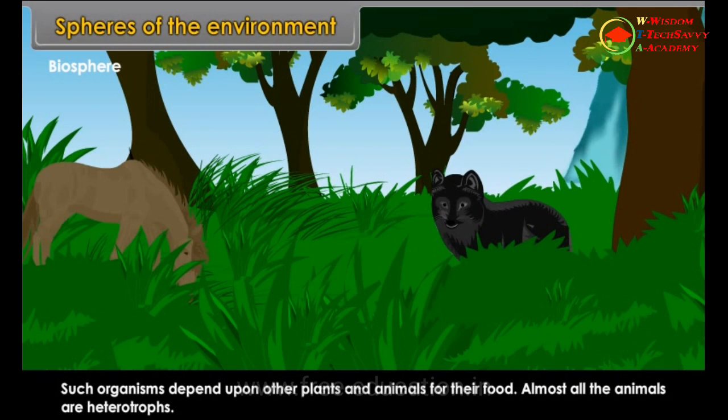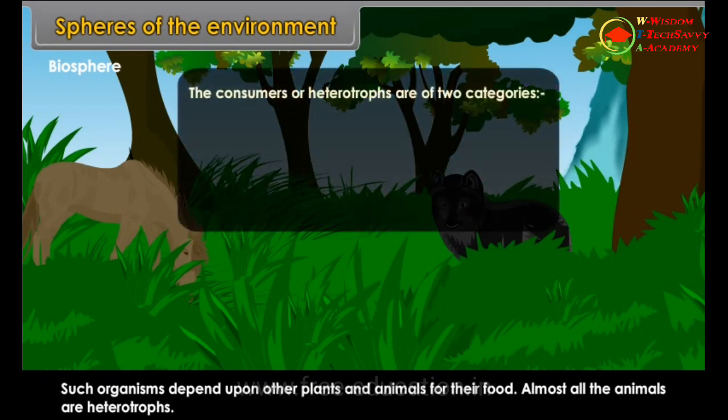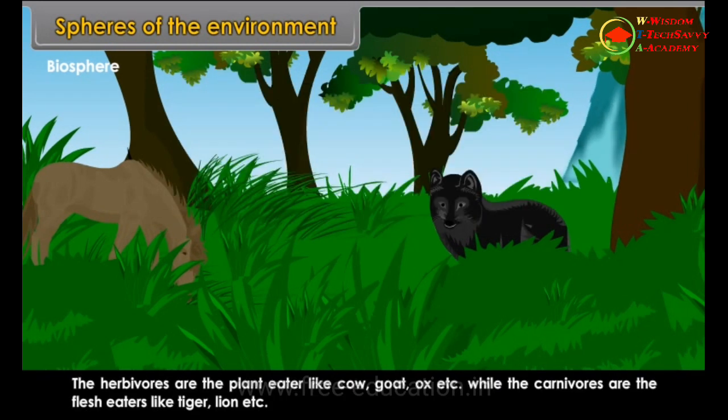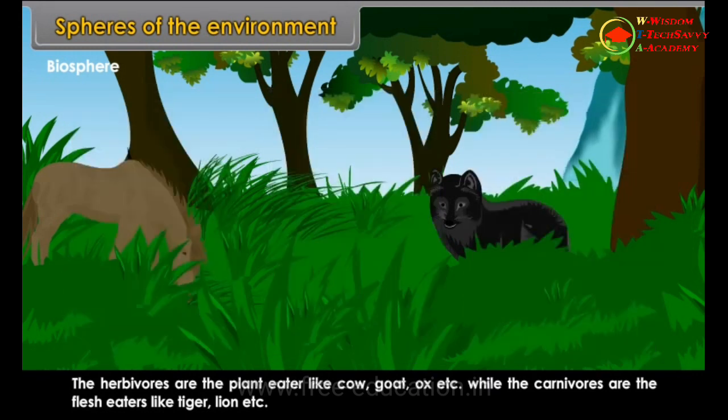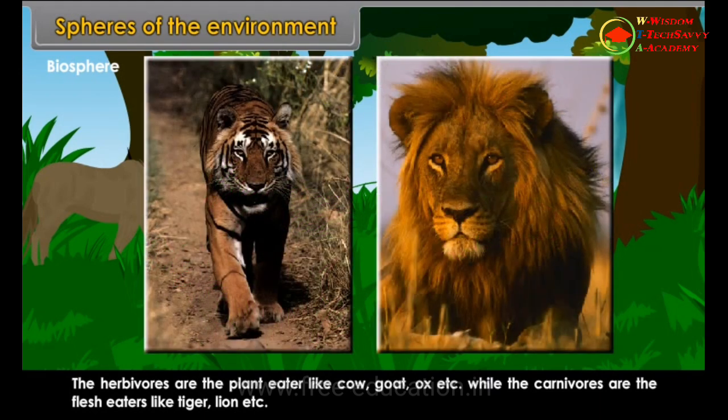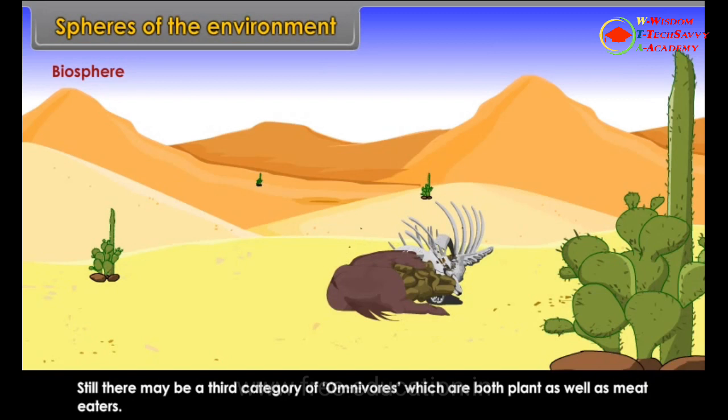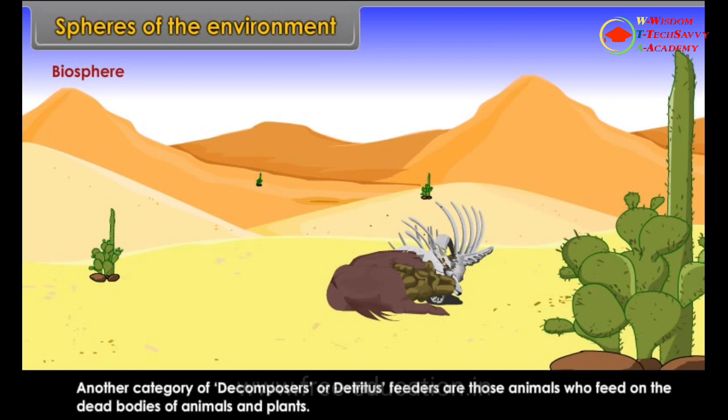The consumers or heterotrophs are of two categories, that is, herbivores and carnivores. The herbivores are the plant eaters like cow, goat, ox, etc., while the carnivores are the flesh eaters like tiger, lion, etc. Still, there may be a third category of omnivores, which are both plant as well as meat eaters. Another category, decomposers or detritus feeders, are those animals who feed on the dead bodies of animals and plants.